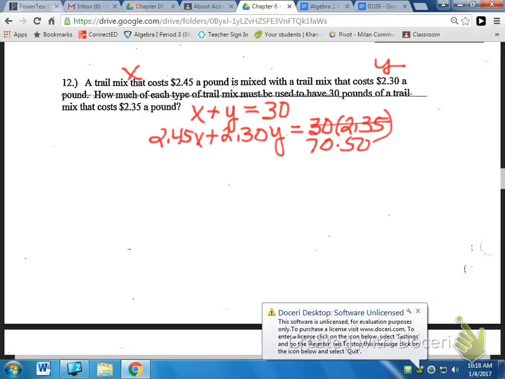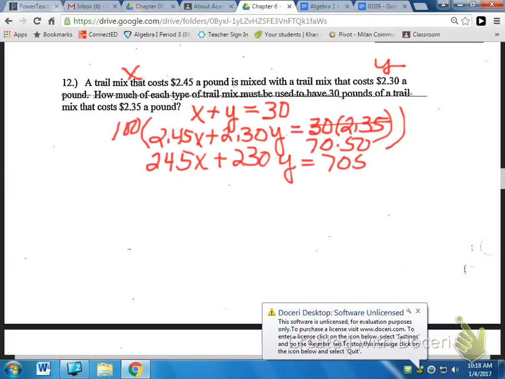Yeah, 70.50. Okay, so again, just like the one we just did, you don't want 2.45x and 2.3y and all that. So we're definitely going to take this bottom equation times how much? 100. So I would have 245x plus 230y, and it would equal how much? 7,050.